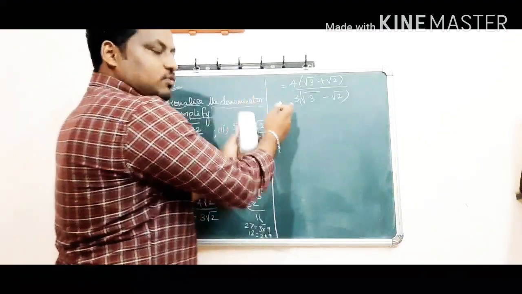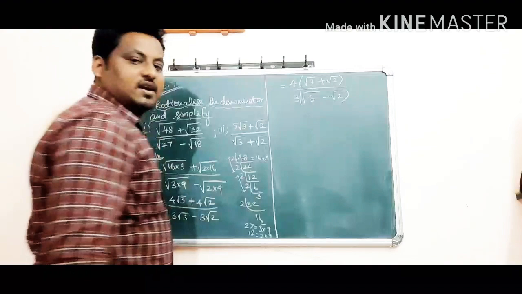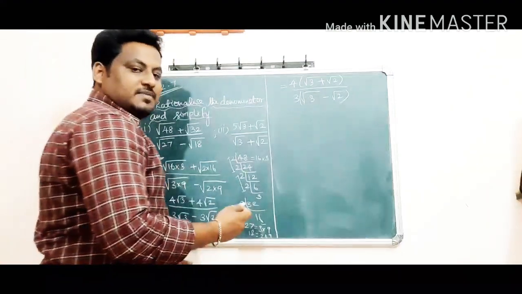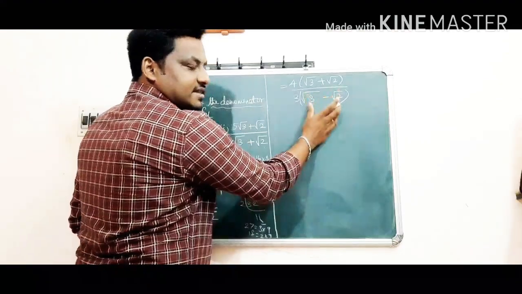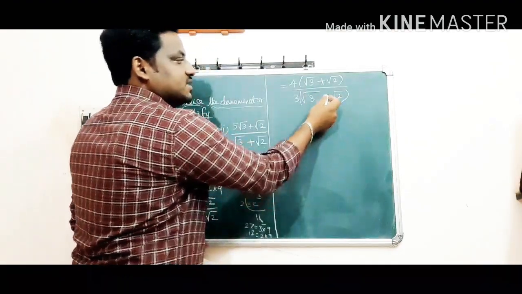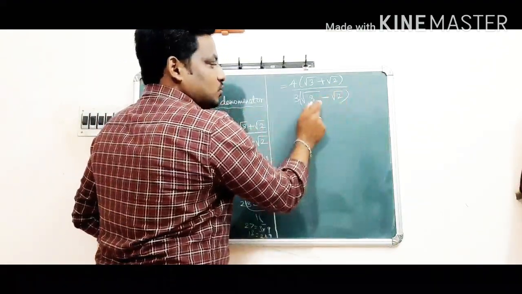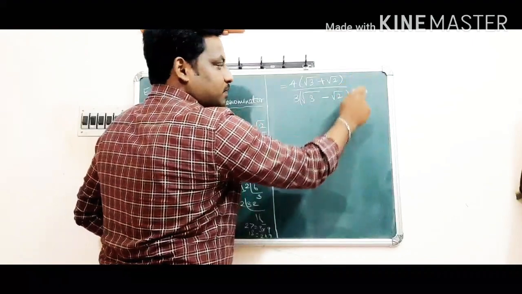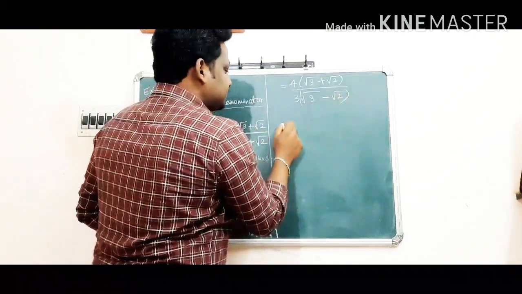Now we have to rationalize the denominator. Rationalize the denominator means we have to take a conjugate here. So what is the meaning of conjugate? Conjugate means you have to take the denominator term. If it is given as minus, you have to take the opposite sign. So minus means you have to multiply with the plus term. If it is plus, you have to multiply with the minus term.